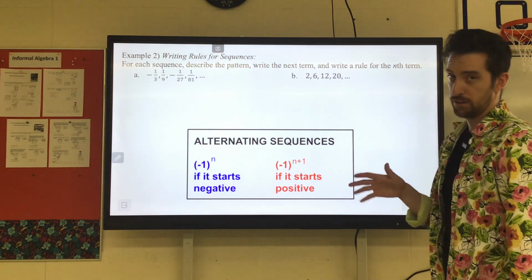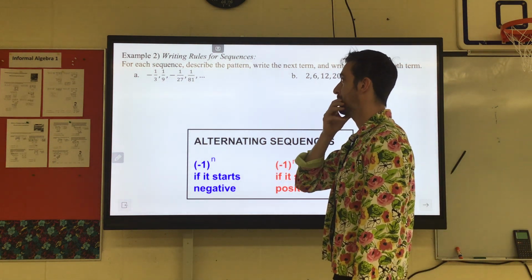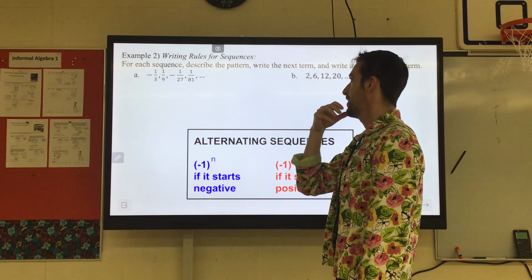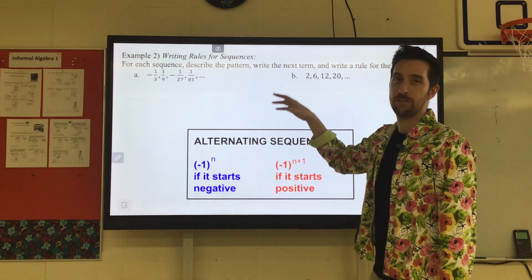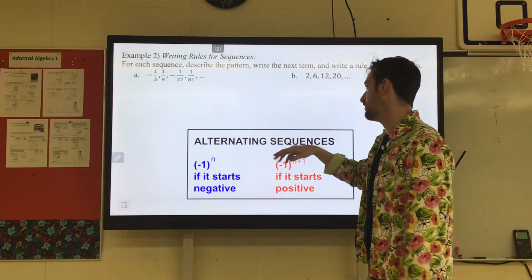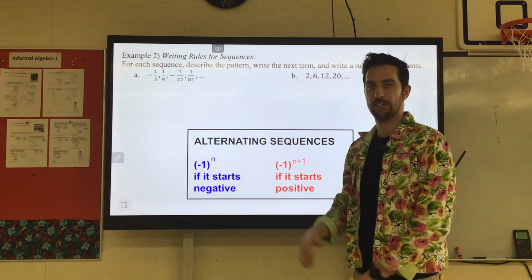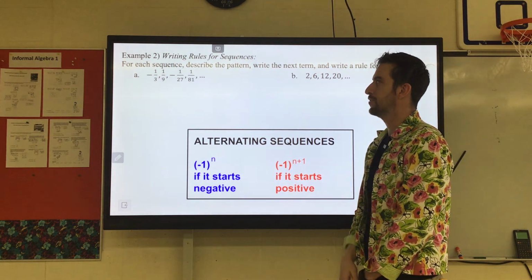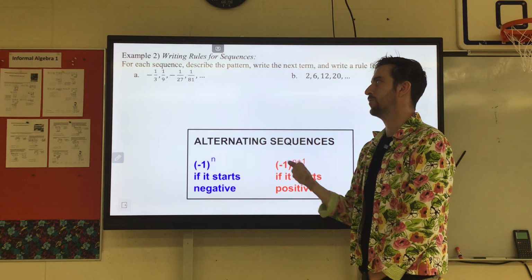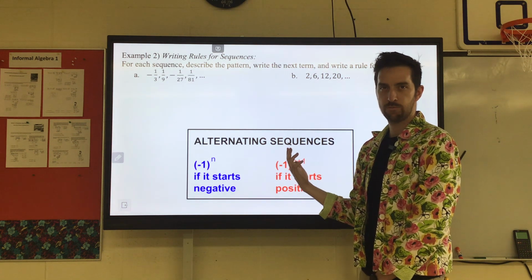These are where it gets really tough, writing the rule for it. So if you look at number 1, or A, I guess, the numerators are staying the same. I see they're going from negative to positive to negative to positive. That's called an alternating sequence. And there's a rule for that that we can figure out here in a second. So that's fine. But look at the denominators. It's going from 3 to 9 to 27 to 81. So it's taking the term before it and multiplying it by 3.